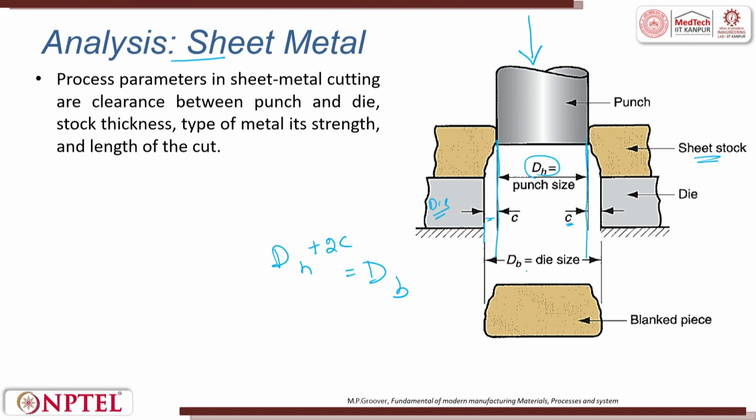So, this is die size, this is punch size, and between the die size and punch size you always will have a clearance. The process parameters in sheet metal cutting are the clearance between punch and die, which has a relationship with the sheet thickness or stock thickness, the type of metal, its strength, and the length of the cut.